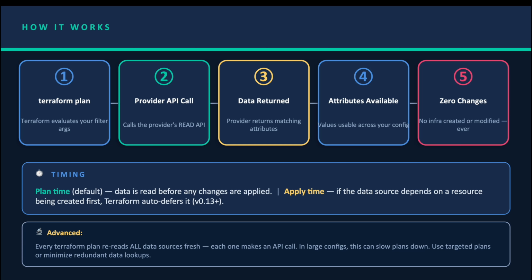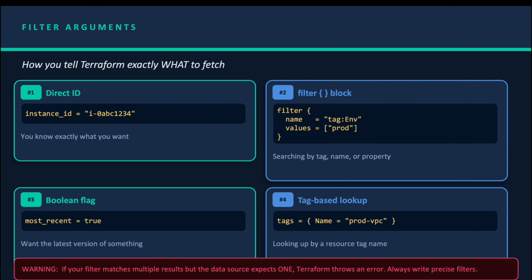There are two things to know about timing. By default, data sources are read at plan time, before anything is applied. But if a data source depends on a resource that doesn't exist yet, Terraform automatically defers it to apply time. That's been automatic since version 0.13. So that's the first thing. Next, an advanced one: every plan reads all data sources fresh. In large configs with many data sources, this means more API calls and slower plans. Keep that in mind.